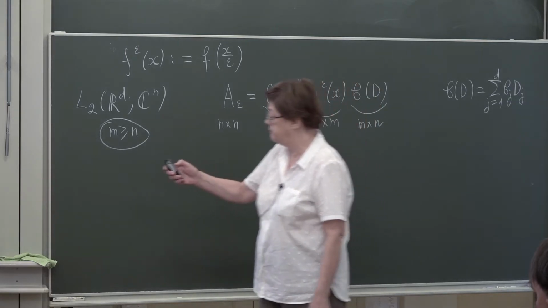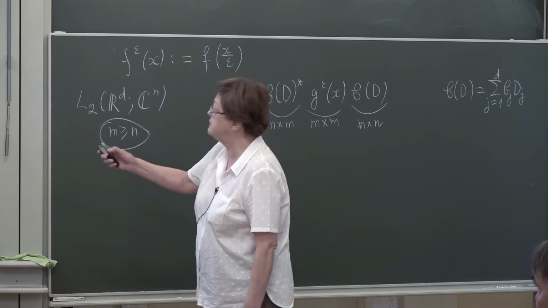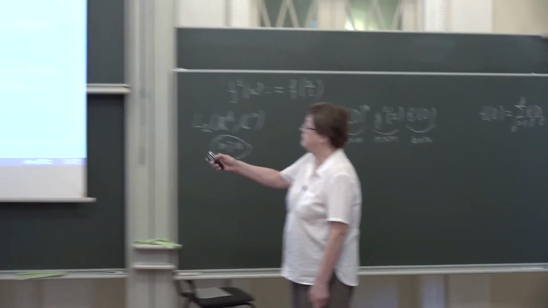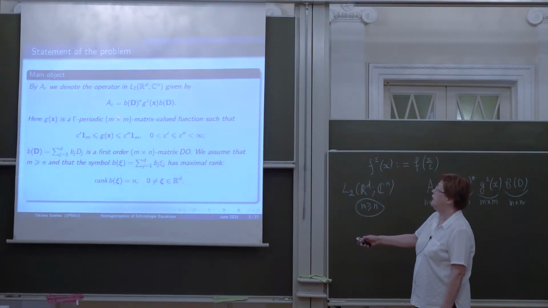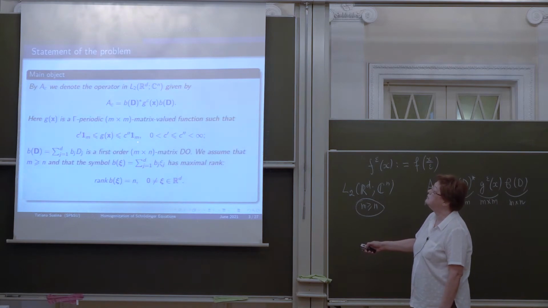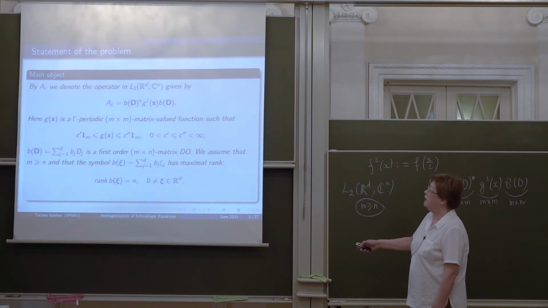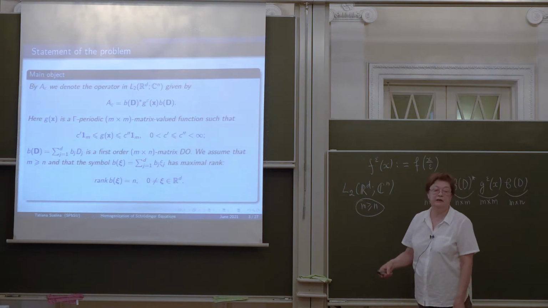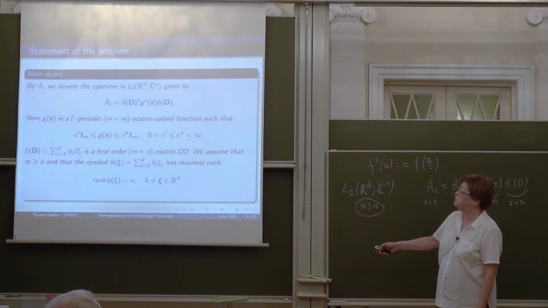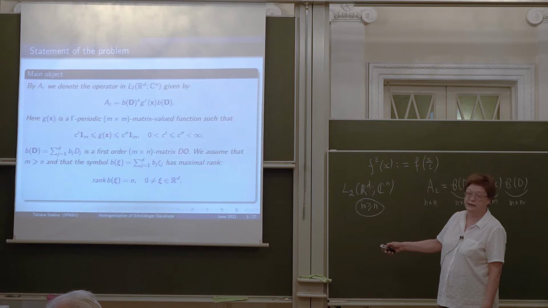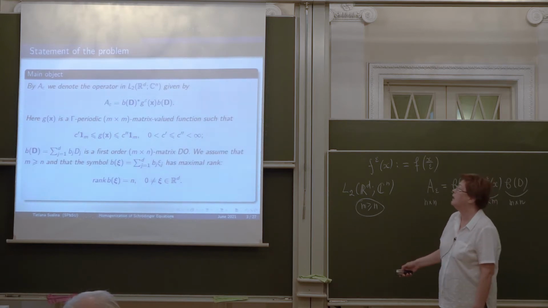Next, our assumptions about G of x. G of x is a gamma periodic, matrix-valued function. It is bounded and uniformly positive definite. In general, it is a Hermitian matrix with complex entries. So we do not need any smoothness assumptions. Only G is bounded and positive definite.